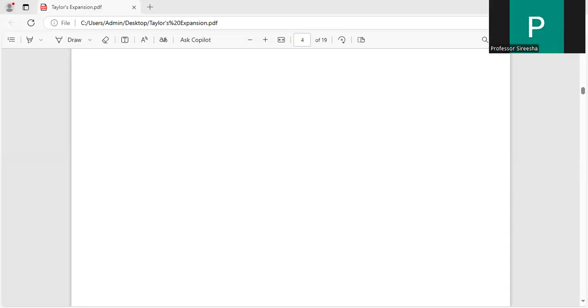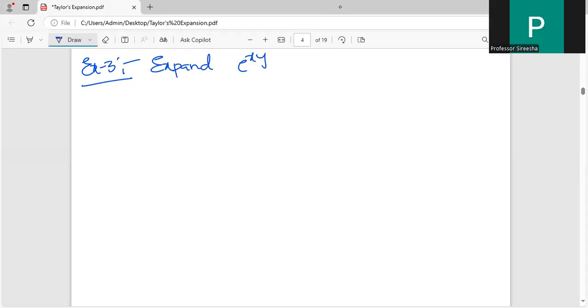Okay, so I'll be doing the next example. I'll be doing one more example, as I have said, in the powers of x minus a and y minus b. Let me consider an example here. The question is: expand e power xy in powers of x minus 1 and y plus 1.